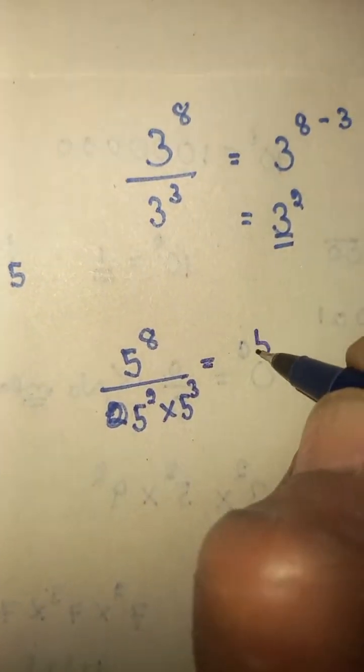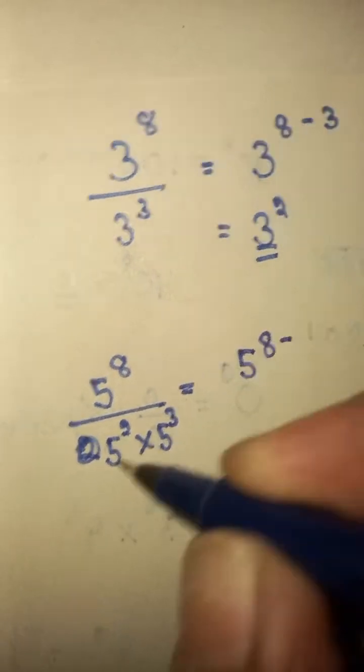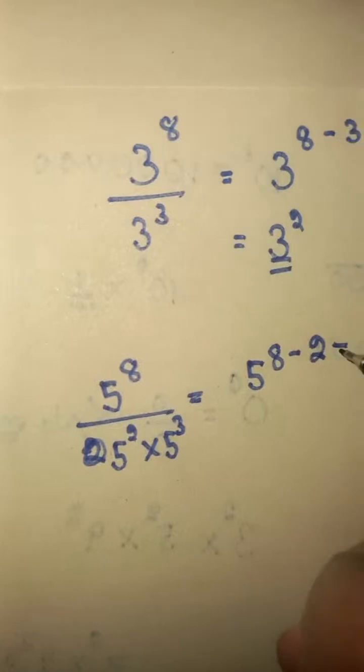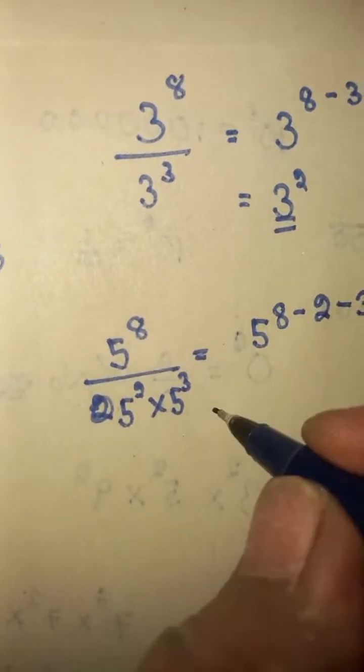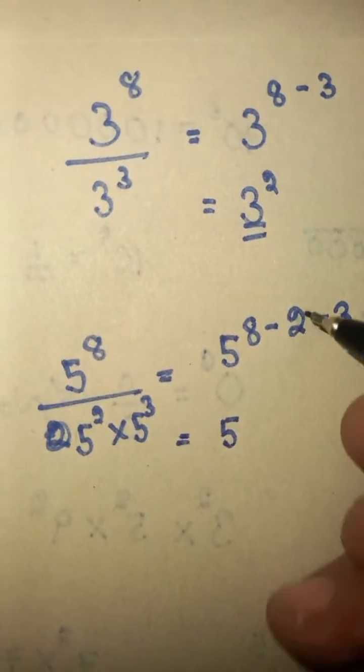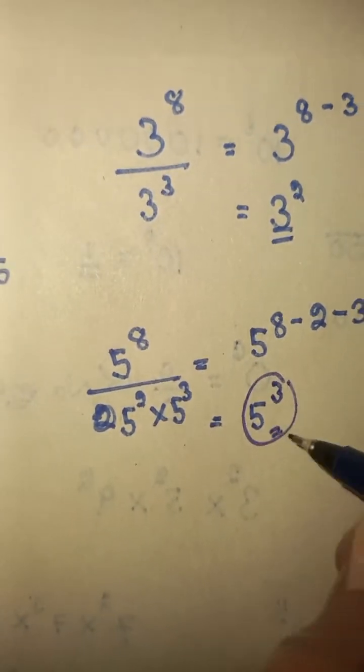Like this, 5 power of 8 divided by 5 square times 5 cube. Here also 5 becomes the common base. 8 minus this one: 2 comes above, becomes minus 2, 3 also comes above, becomes minus 3. This becomes 5 power of 8 minus 2 minus 3, which makes minus 5. 8 minus 5 is 3. 5 cube is the final answer.